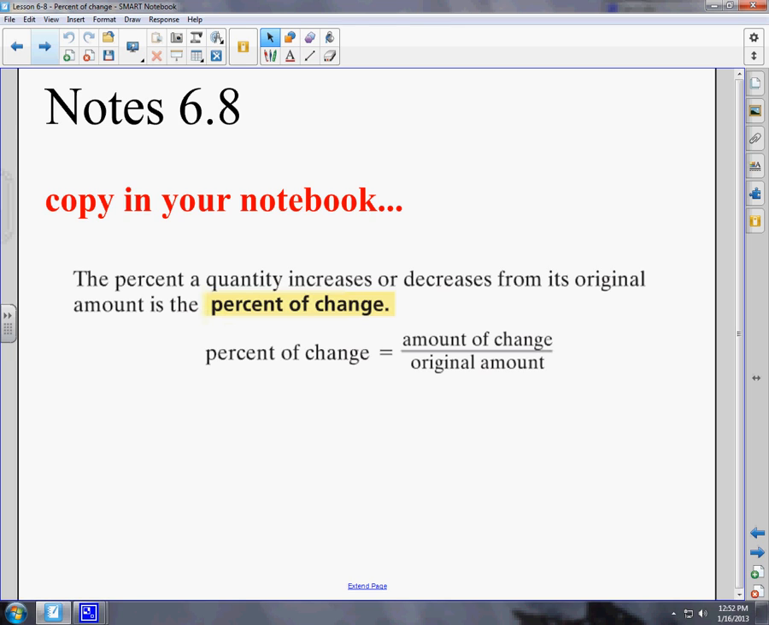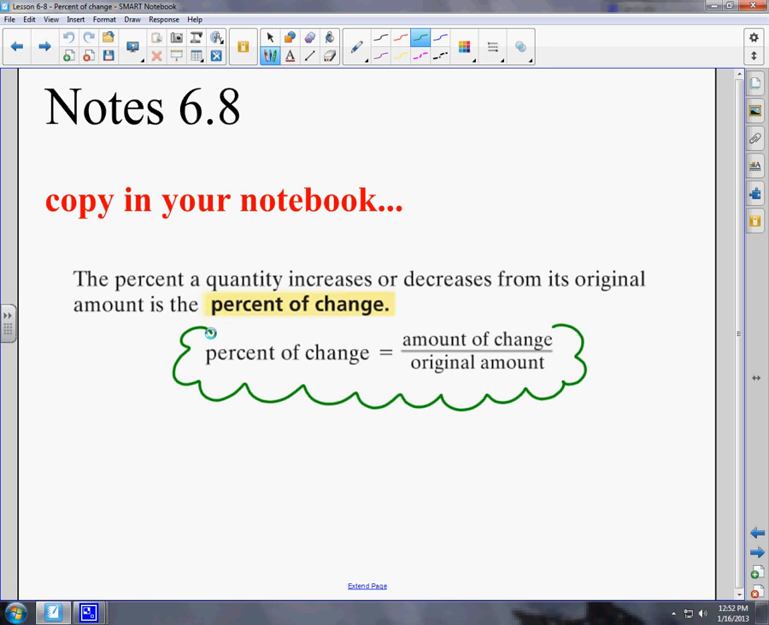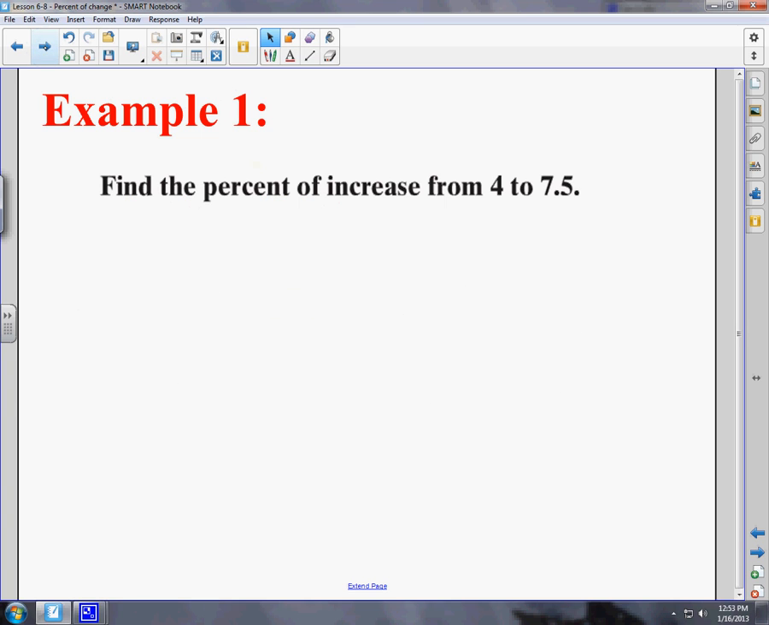Not the whole sentence, but it's the percent a quantity increases or decreases is called the percent of change. So, copy this part down, this equation. The percent of change is the amount of change divided by the original amount. So when they say the price went up 300%, this is how they figure it out. So, example 1, find the percent of increase from 4 to 7.5.